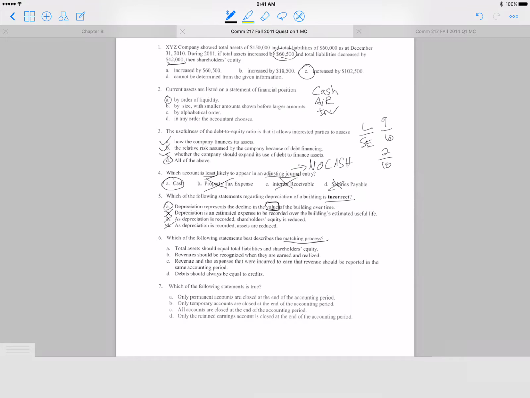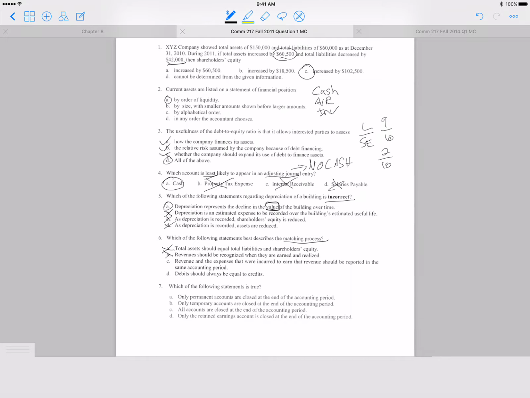So let's look through the answers and see if we could find that definition. So A states total assets should equal total liabilities and shareholders' equity. That's wrong because, as in the first question, that's the general accounting equation. B says revenues should be recognized when they are earned and realized. Well, this is the revenue recognition policy, so that's incorrect too.